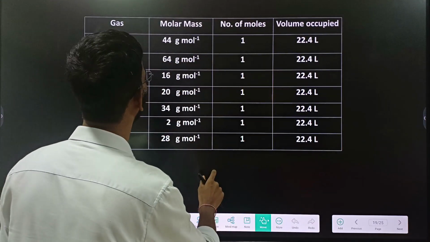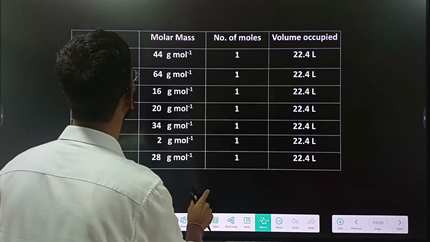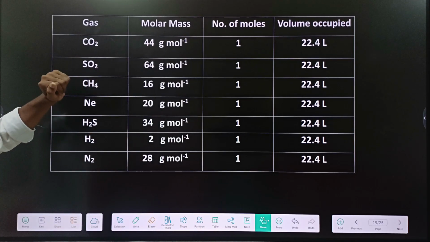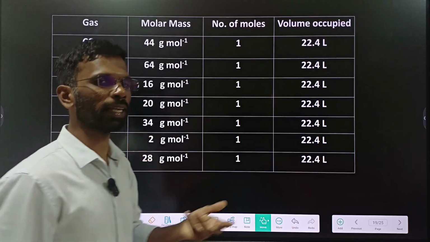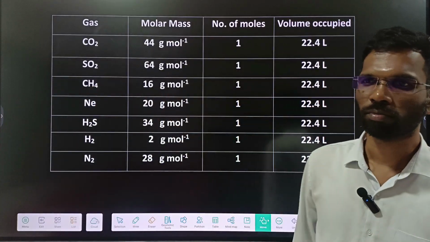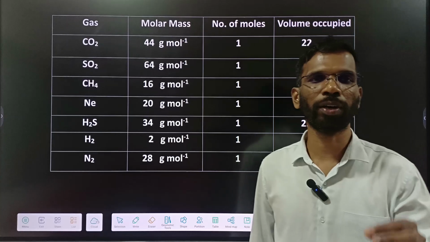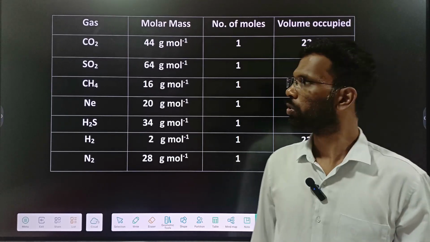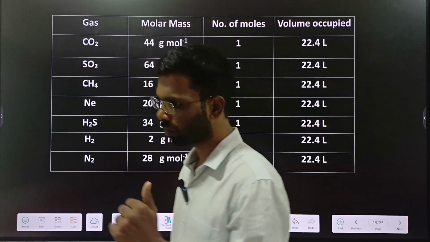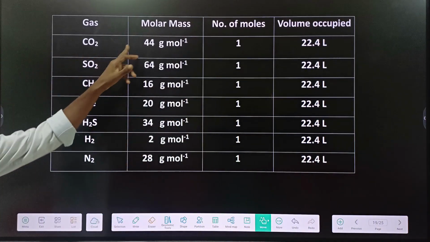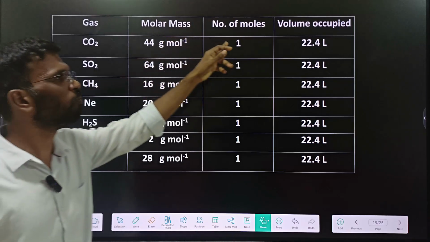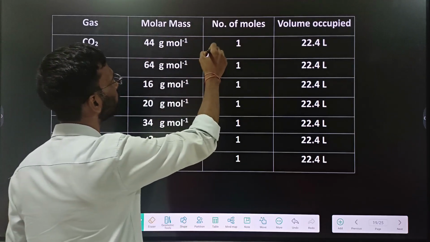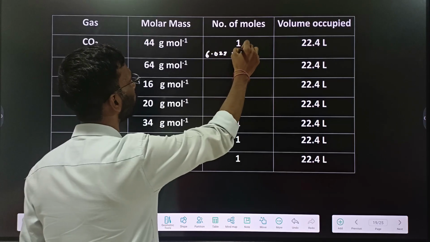Now, over here there is some data I have. You see the molar mass, carbon dioxide is a gas. See, only for gases, because solids and liquids don't have any effect of pressure and temperature. So over here, carbon dioxide is a gas. The molar mass is 44, and the number of molecules present is 6.022 into 10 raised to 23.